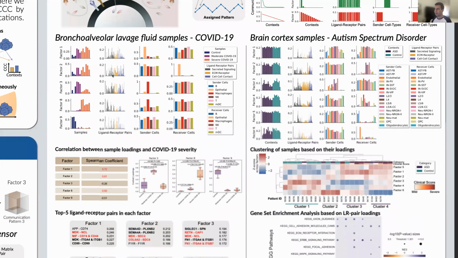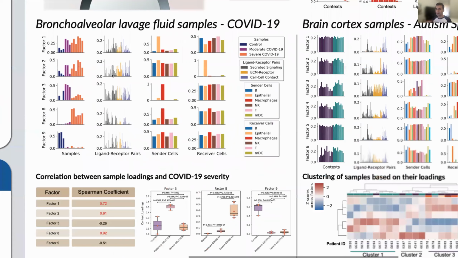One case was associated with COVID-19. So we have patients with multiple different severities of COVID-19. We generated this tensor for the samples from bronchoalveolar lavage fluid. And this includes immune cells and epithelial cells as well. We got around 10 factors, but here I'm showing just 5 of them.